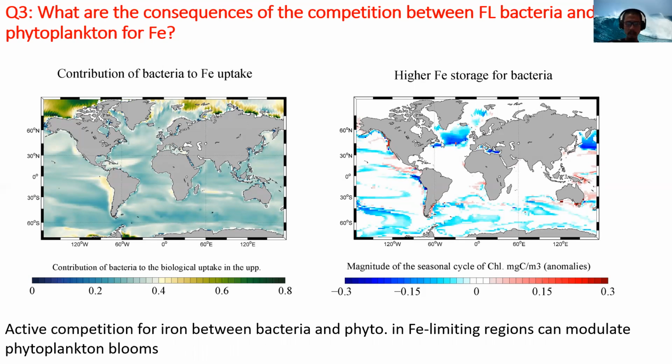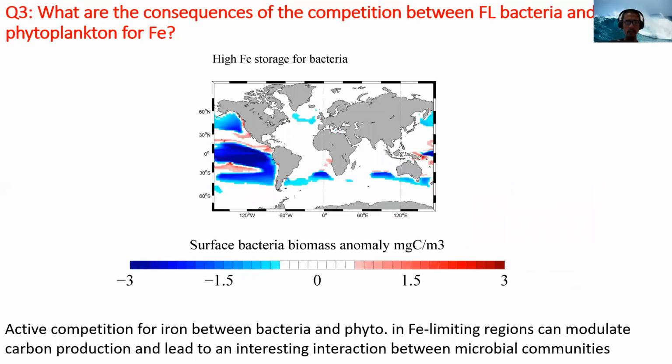That's going to modulate the phytoplankton blooms, and that's going to have an important implication for the dissolved organic carbon production by phytoplankton. As we see here, when you have high iron storage for bacteria, we're going to see a decrease of bacterial biomass in low iron regions. That is because when you have an active competition for iron between bacteria and phytoplankton in iron limiting regions, that's going to modulate the carbon production and phytoplankton blooms, and that's going to lead to a decrease in the available dissolved organic carbon for bacteria, and that leads to a decrease in the bacterial biomass. So we see an interesting interaction between microbial communities because of the competition for iron between bacteria and phytoplankton.